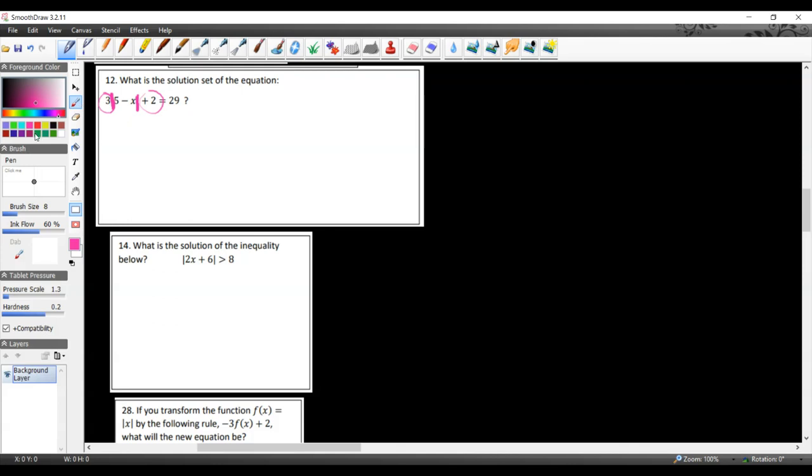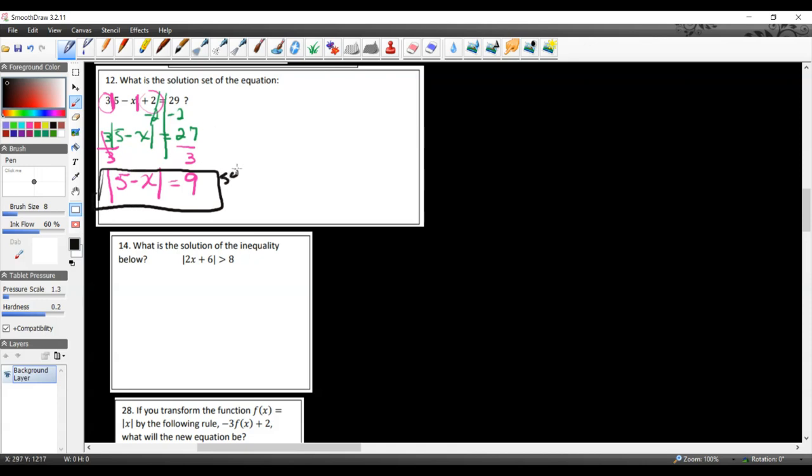The first thing you're going to want to get rid of is the 2. So I'm going to go ahead and solve that right here. We're going to subtract 2 from both sides, and that leaves me with 3 times the absolute value of 5 minus x is equal to 29 minus 2, which is 27. Okay. Then we're going to go ahead and get rid of the 3. To get rid of a 3 that's being multiplied, well, we divide. So divide both sides by 3. And that leaves me with the absolute value of 5 minus x is equal to 27 divided by 3, which is 9.